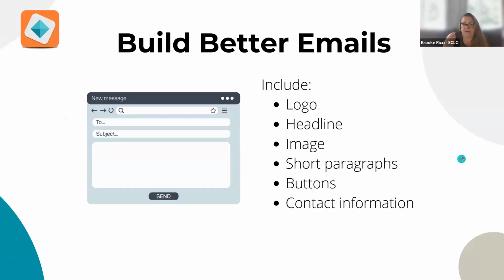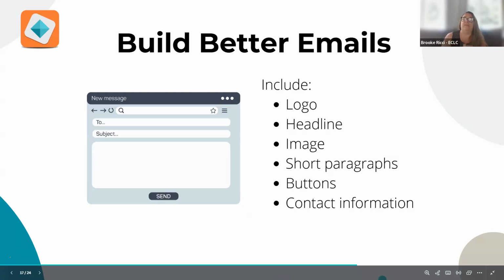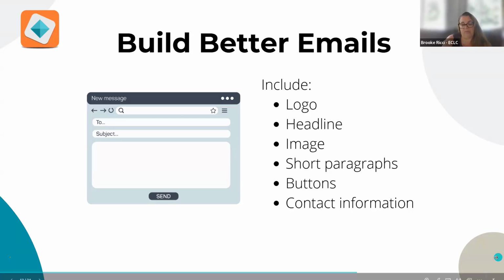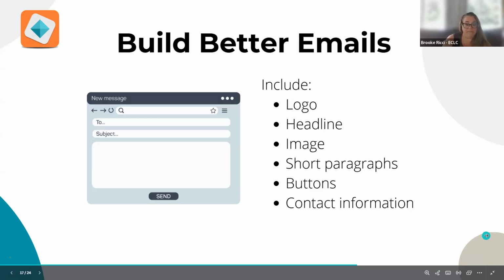To build better emails, make sure you include your logo, the headline, an image, and a click button, like click here for more information, or you can do QR codes. I'm doing a lot of QRs on ours lately. Make sure you're including contact information and your signatures. Pretty much everybody at the agencies is really good with that. And keep what you're writing to a short paragraph.